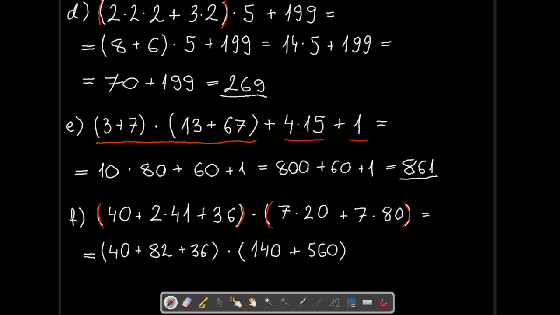Great, okay. Now we still have brackets here, but everything that's left in these brackets is an addition now. So let's add these numbers together. In the first bracket, 40 plus 82 is 122. And 122 plus 36 is 158.